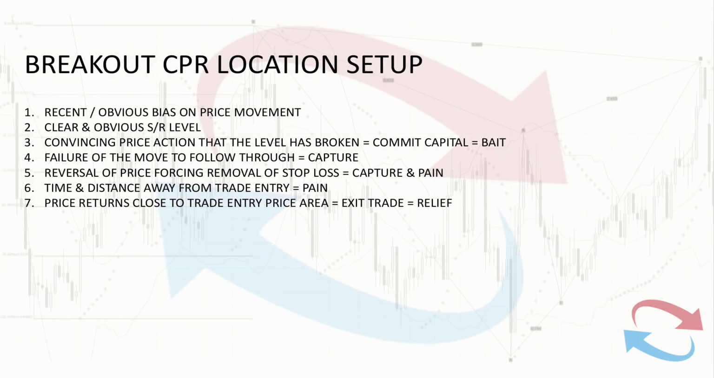Now, when it comes to looking at the breakout CPR location setup, it's pretty much as I just described. So what you want to see is recent and obvious bias on price movement. So you want to see the move up, and then you want to see a clear and obvious support and resistance level, right? And you want to see convincing price action that the level has broken, right? So this is where traders will commit capital. So what I mean by the first three is you want to see something like this, right? So you want to see clear bias, right? Price movement. Then you want to see a pullback.